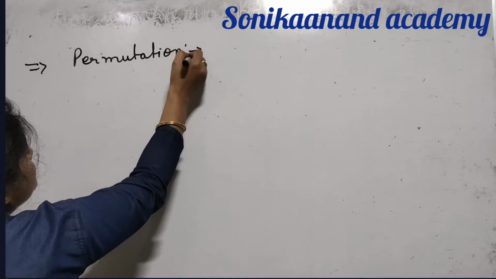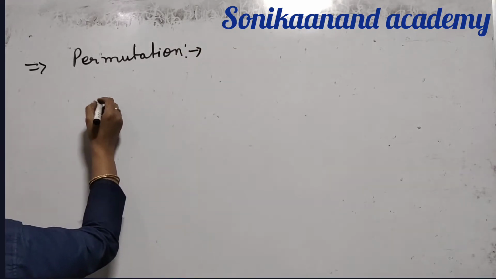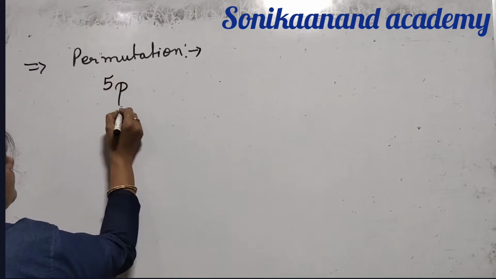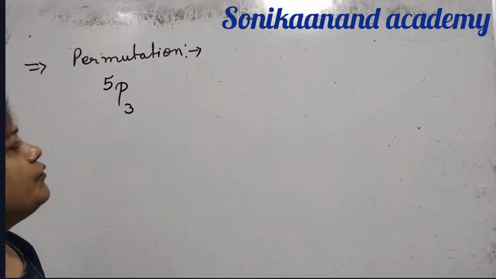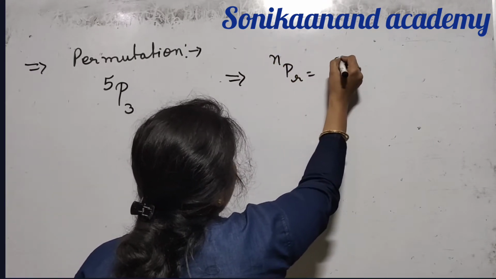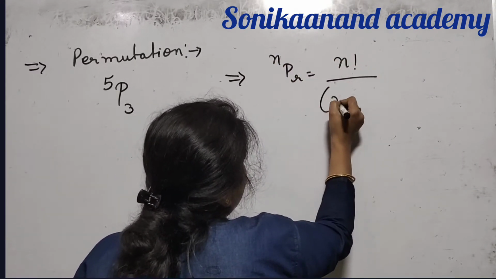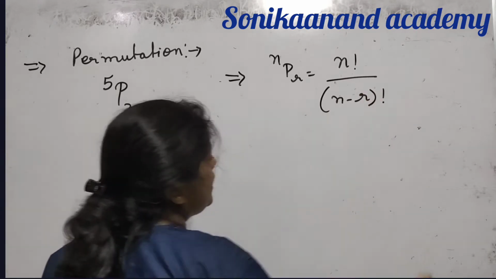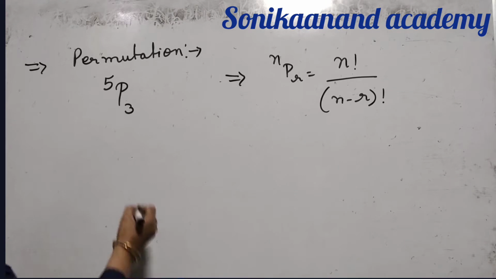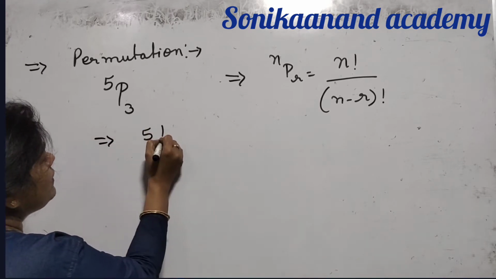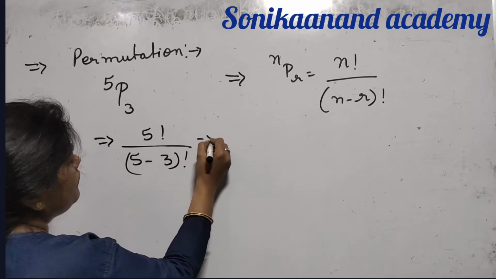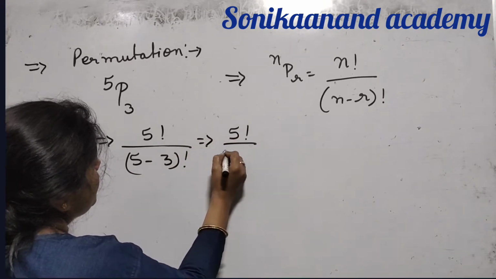For example, we have to find the permutation for 5P3. The formula for permutation is nPr, which equals factorial n over factorial n minus r. So if we have to evaluate 5P3, then we have to solve factorial 5 over factorial 5 minus 3. Now we got factorial 5 over factorial 2.